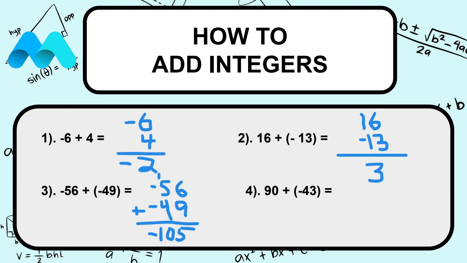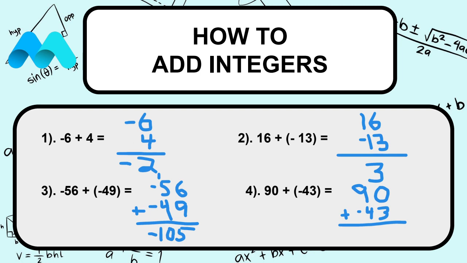So what I want you to do right now is pause the video and try this on your own. Okay, so you paused it, you tried it on your own. We should have 90 plus negative 43 here. All right, our signs are different. So you already did this, right? You're looking for absolute value. Well, absolute value of 90 is 90. The absolute value of negative 43 is 43. 90 has a larger absolute value, right?